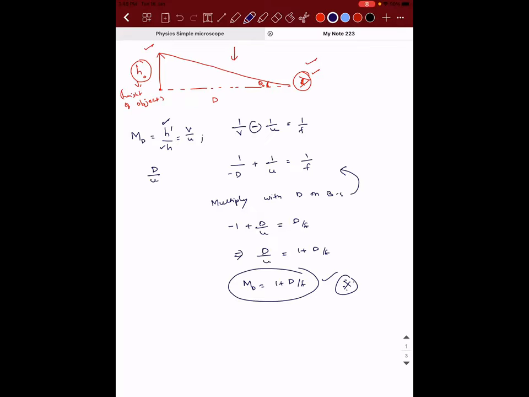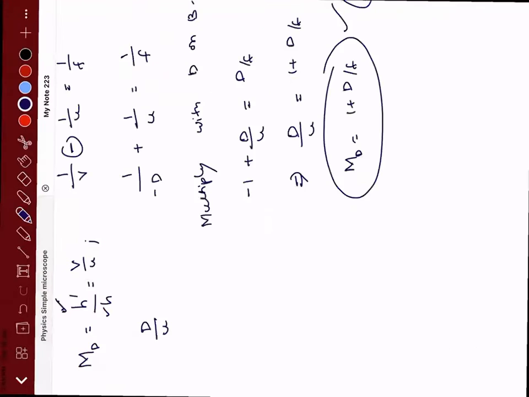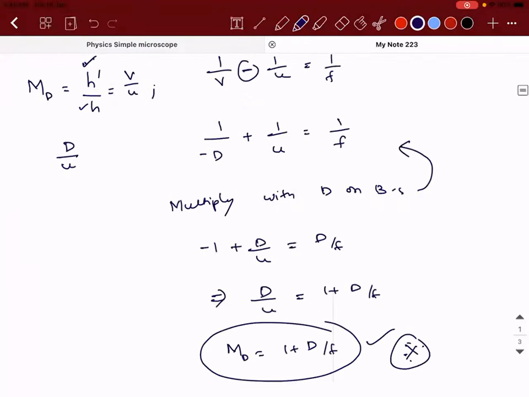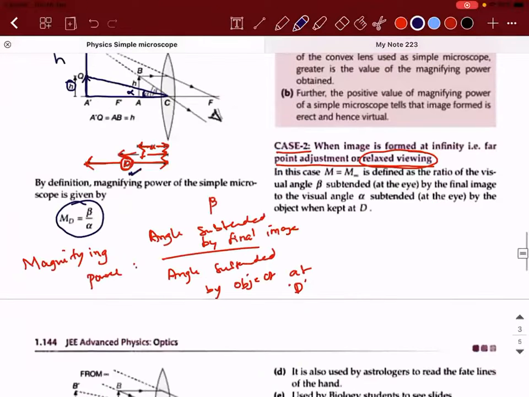So let me know if it is done. Done, sir. So this is the magnification produced by a simple microscope when the image is formed at the least distance of distinct vision. Now what we will do is we will do the adjustment in such a way that we will make the image get formed at infinity. So if the image has to get formed at infinity, where should the object be placed?